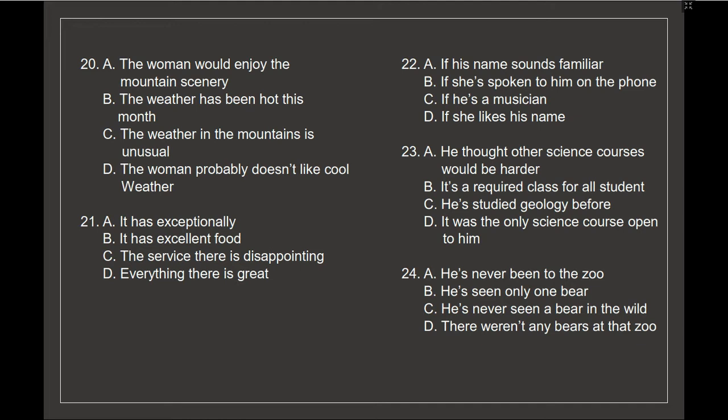Number 23. I didn't know you were interested in geology. Well, it's a requirement to take at least one science course, and geology seemed like the easiest one. Why is the man taking the geology course?